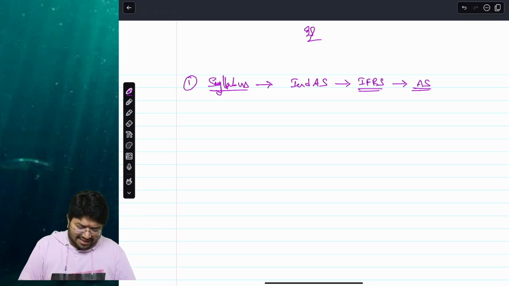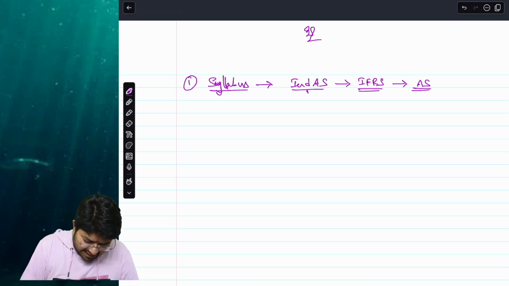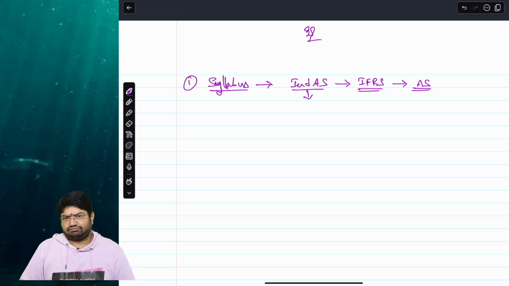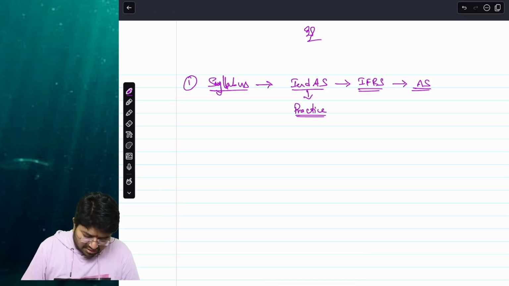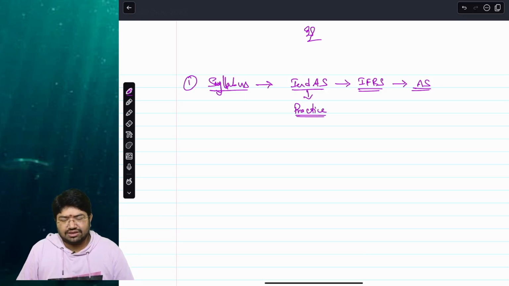So when I say Ind AS, every Ind AS in existence right now, something which is already in practice, is being questioned here. There are a few standards which are already there but not in practice. Such standards are not part of your syllabus, but other than that, everything is the same.